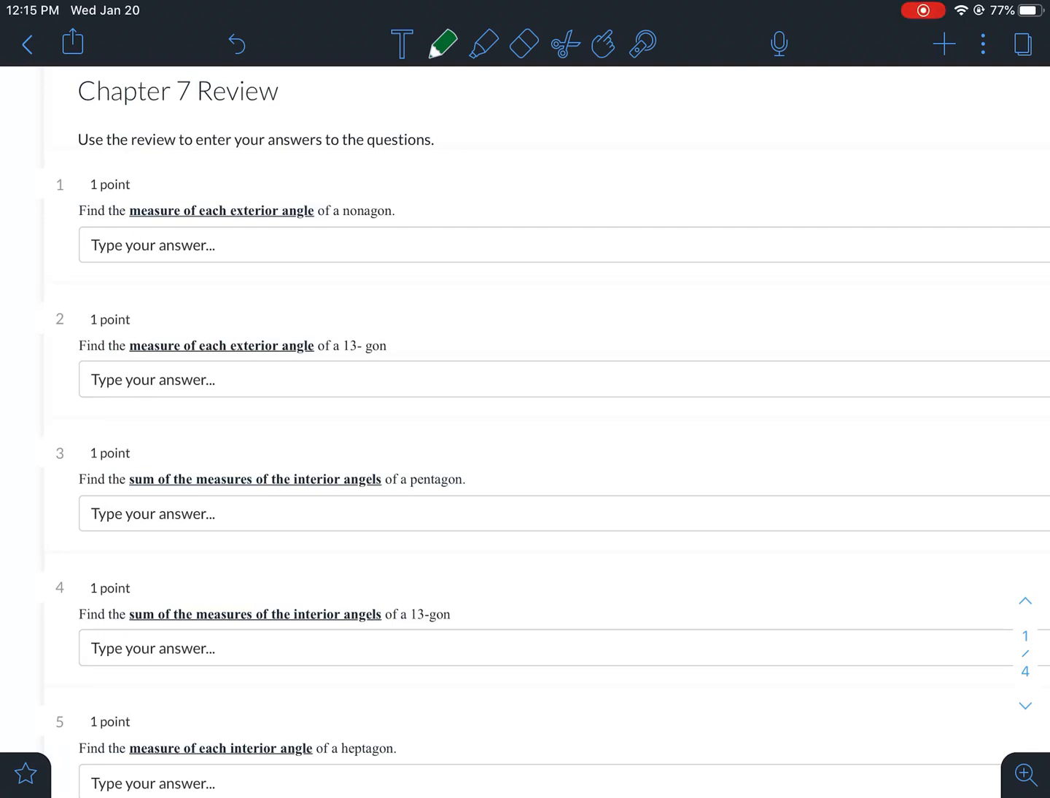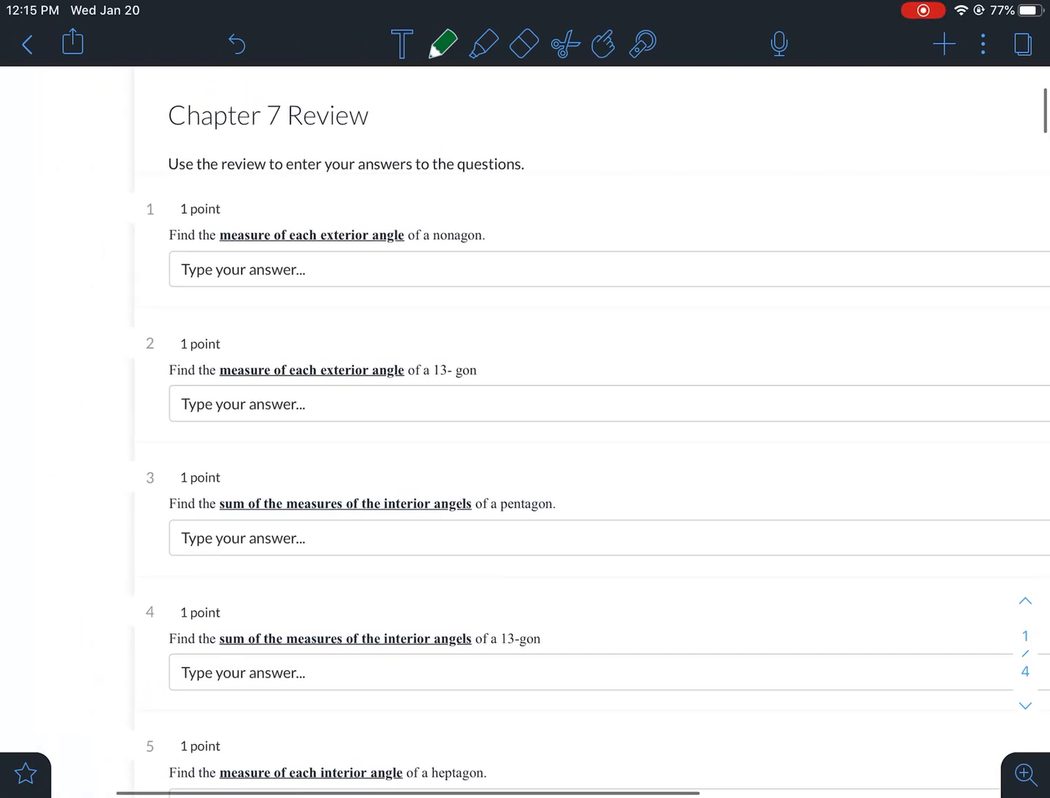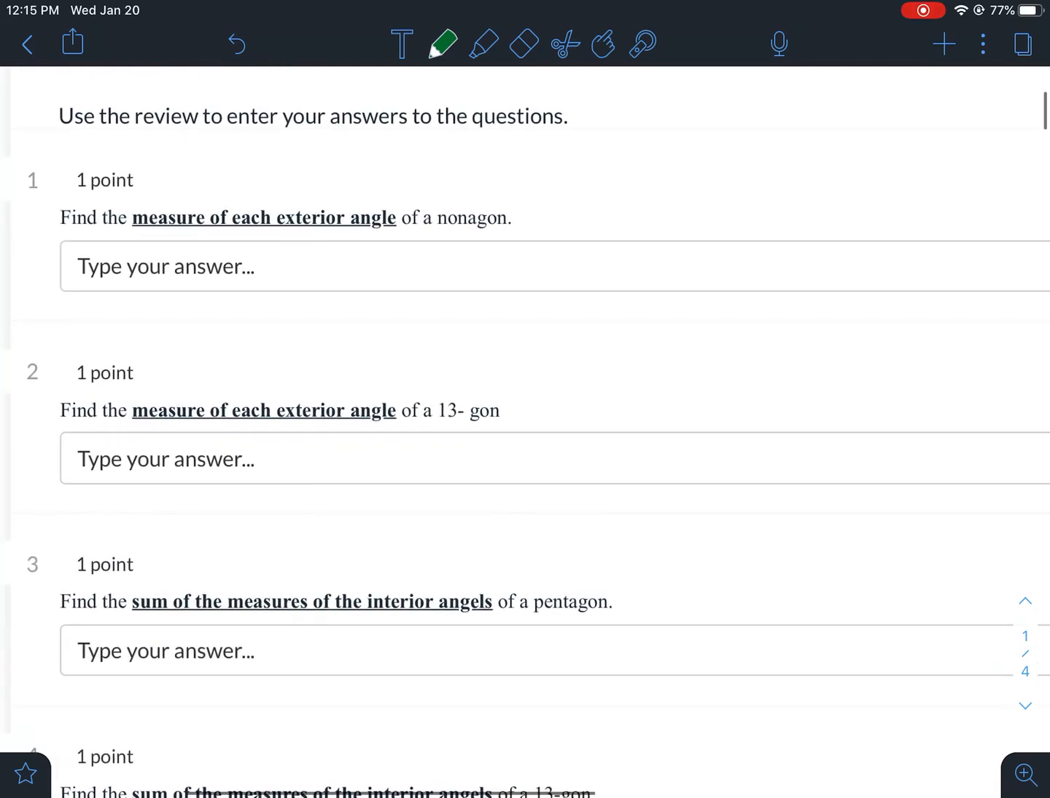Alrighty, today we're going over the Chapter 7 review. So for this first one, it's asking for each exterior angle of a nonagon. Well, all the exterior angles of everything is always going to be 360, the total. For here, a nonagon, that's 9 sides, so we're going to do 360 divided by 9, and that's going to give us an angle of approximately 40.